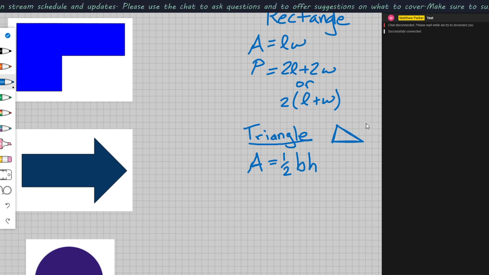So you have your height, which is going to be perpendicular to the base. It goes from the base to the top, the highest point of the triangle, and it needs to be perpendicular. So you'll know it's the height because you'll see a little right angle, something like this, showing you that it's a right angle. So this would be the height. Then you have your base on the bottom. It's where the triangle sits. That's going to be the base.